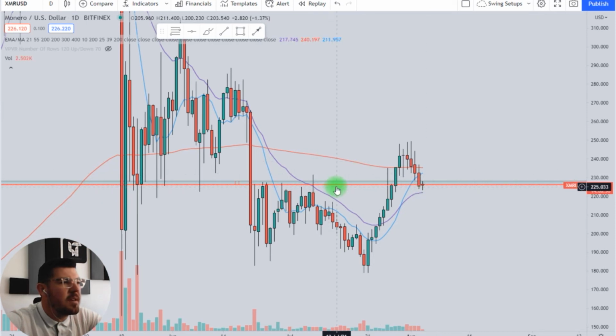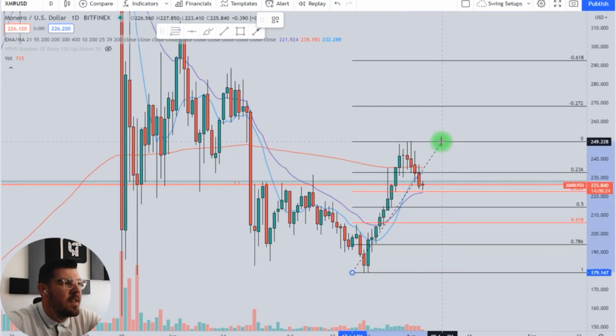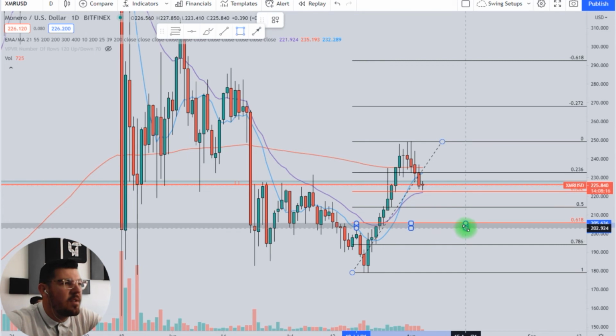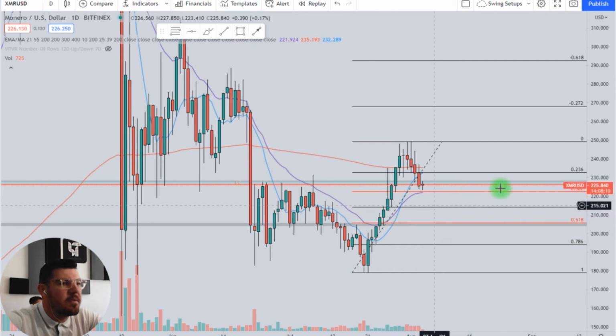But if you want to take a punt at Monero, this would be the spot to start looking for buying opportunities. And then even further down, all the way down here at 205, I would say is a much better area that's going to give you a much better risk to reward ratio on this trade. But nothing immediately that I like on Monero.